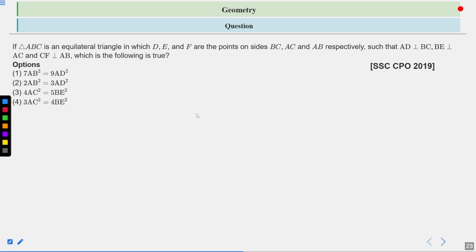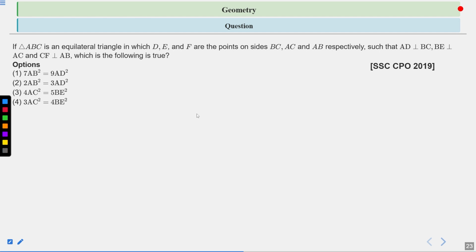If triangle ABC is an equilateral triangle in which D, E, and F are the points on the sides BC, AC, and AB respectively, such that AD perpendicular to BC, BE perpendicular to AC, and CF perpendicular to AB, which of the following is true? And this question was asked in the SSC CPO exam in 2019.